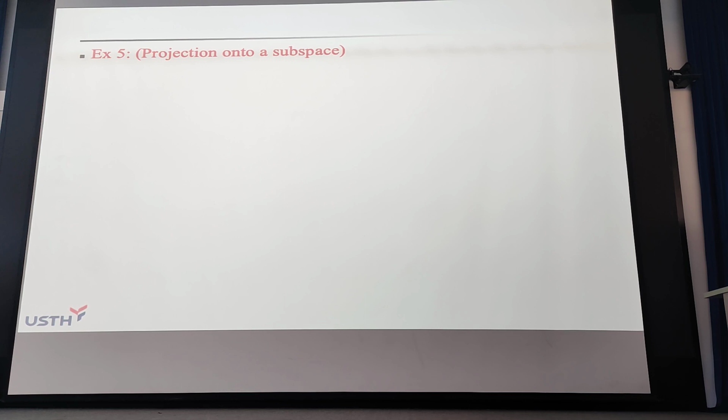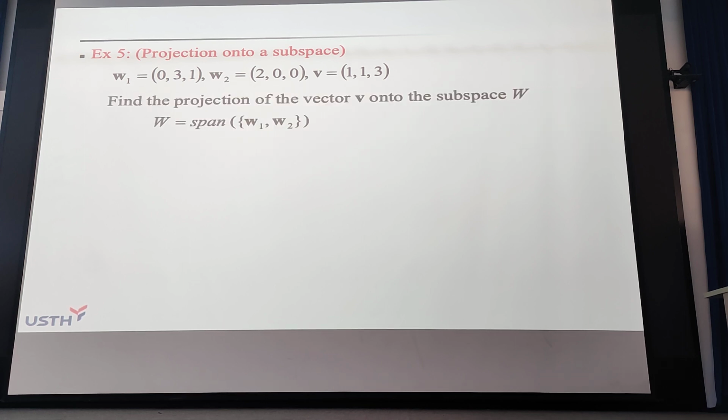Here are examples. If you are required to find the projection onto a subspace, how can you do it? Suppose that you are given W1, W2 like that, and V to be that one. You need to find the projection of the vector V onto subspace W, and W is spanned by W1 and W2.